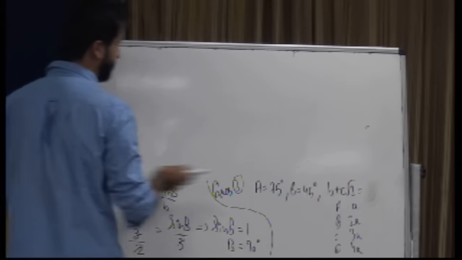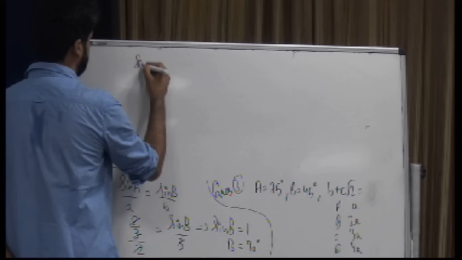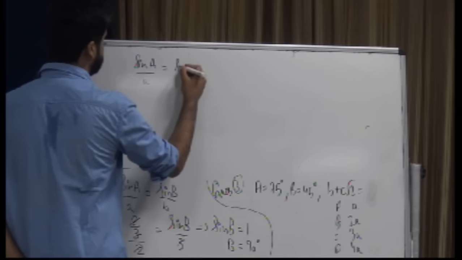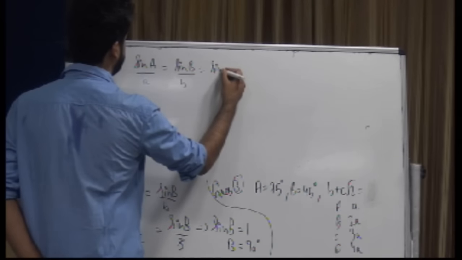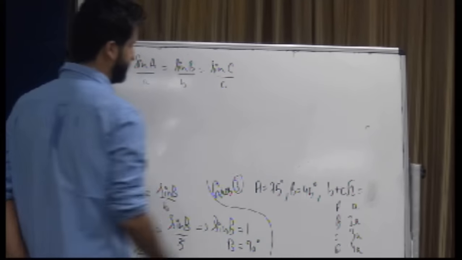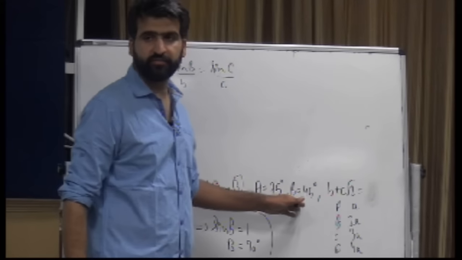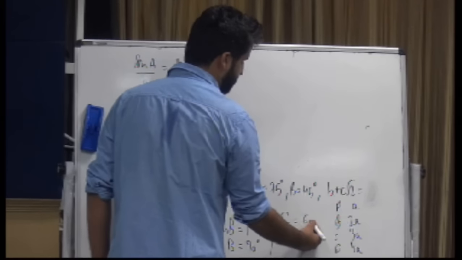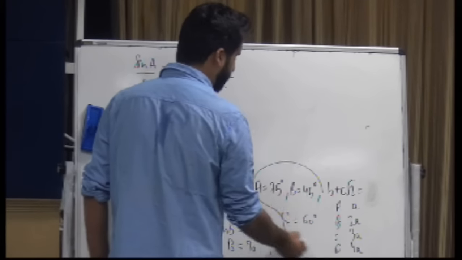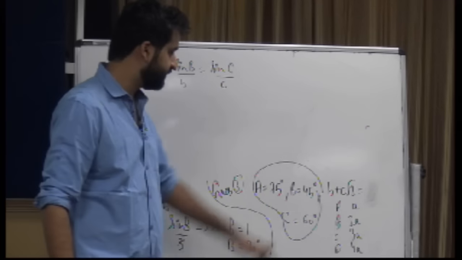So we have sine A upon small a, sine B upon small b, sine C upon small c. Angle A is 75, angle B is 45. By angle sum property we get angle C, which is 60 degrees, because the sum of all three angles is equal to 180 degrees. We know these two, we find the third one.